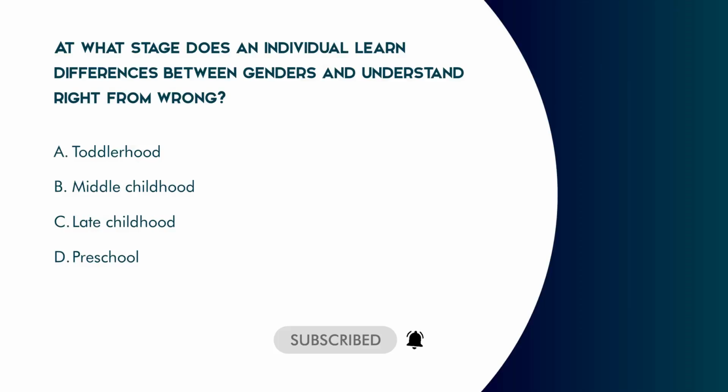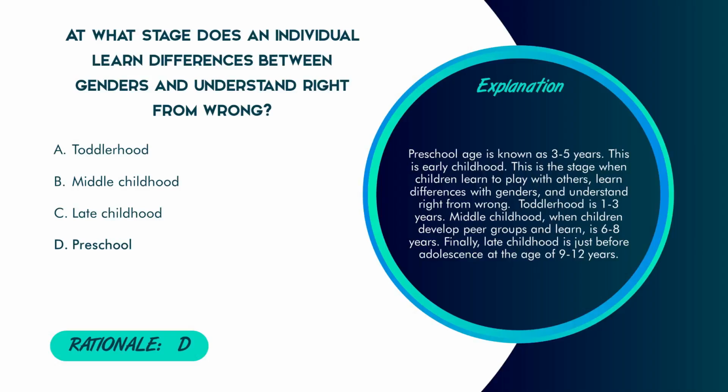Next question. At what stage does an individual learn differences between genders and understand right from wrong? A, toddlerhood. B, middle childhood. C, late childhood. Or D, preschool. The correct answer is preschool.